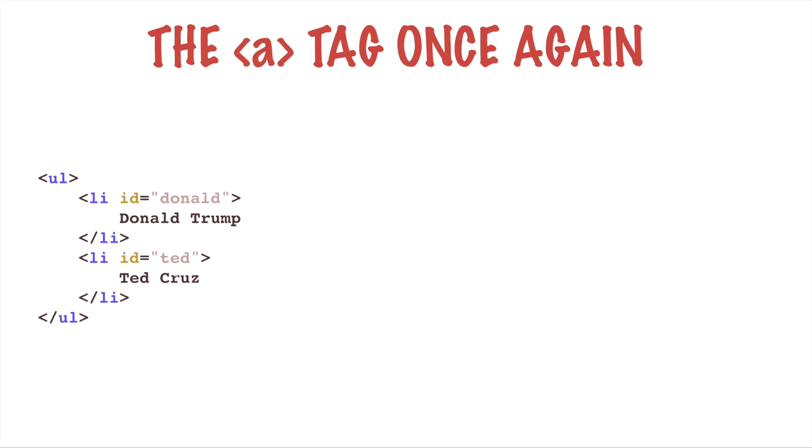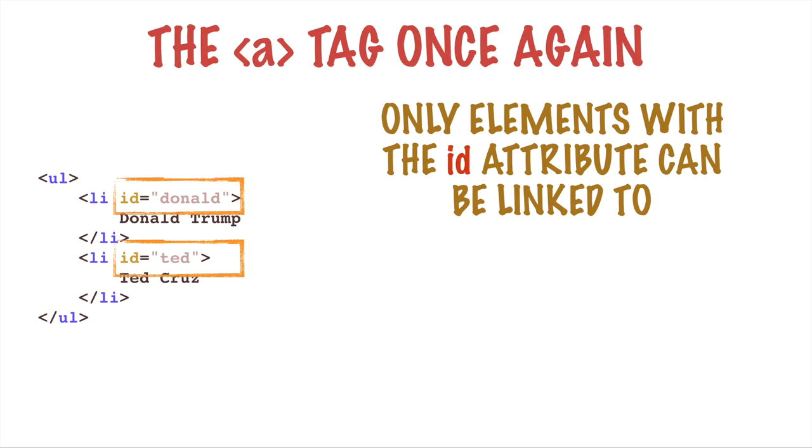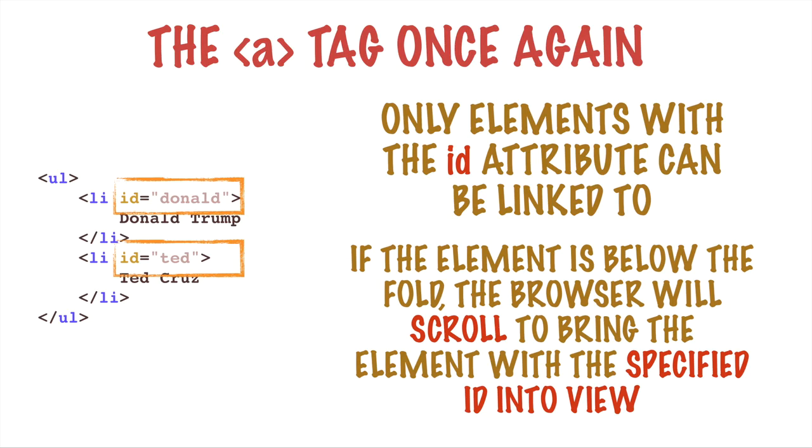Let's say we have a list. We've already come across the UL element standing for an unordered list. Here we have two list elements, one each for Donald Trump and Ted Cruz. We now go ahead and add an ID attribute to each of these LI HTML elements. The ID simply specifies the first name of the candidate. Now, because we have specified an ID attribute, we can link to this specific part of this web page from anywhere else in any other HTML.